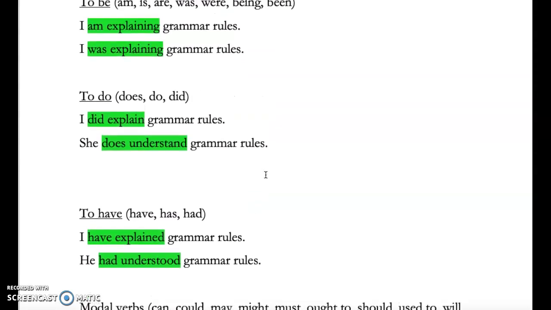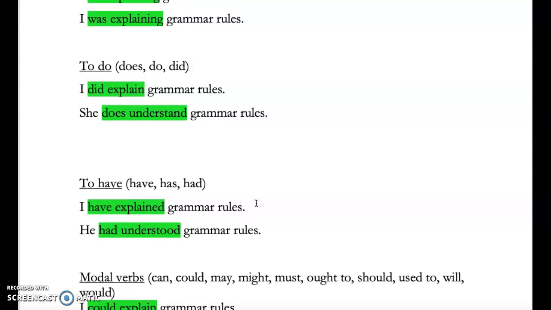Then there is to have, which will appear as have, has, or had. I have explained grammar rules before. I have explained grammar rules. Or he had understood grammar rules, which puts it into the past tense.